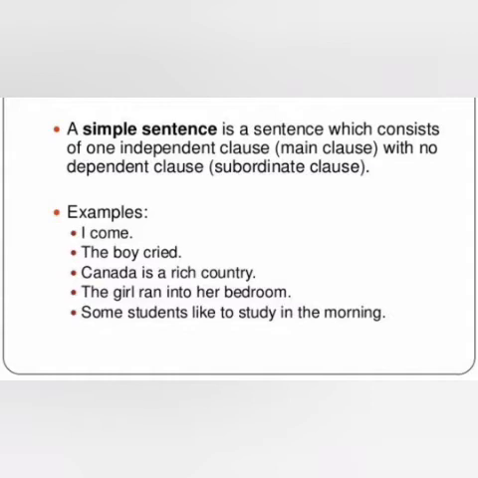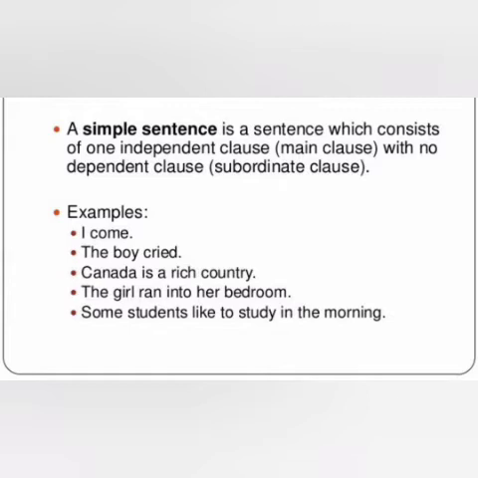Like the first example, I come. Next, the boy cried. It doesn't need any dependent clause or subordinate clause. Next is Canada is a rich country. Canada is the subject and is a rich country is the predicate. It's a complete thought in itself. The girl ran into her bedroom, and some students like to study in the morning.